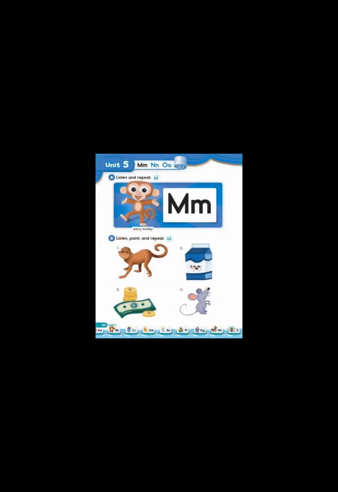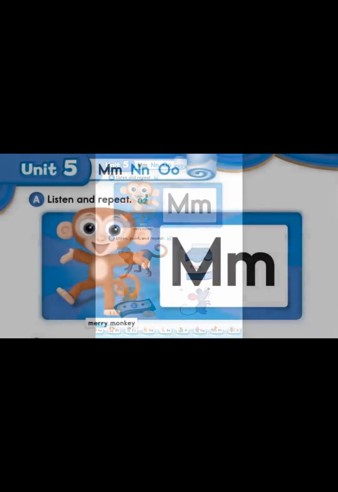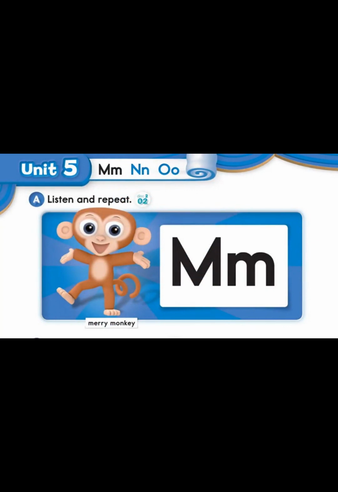Disc 2, page 44, Unit 5, M, N, O. The letter M. A. Listen and repeat. Hi! I'm a merry monkey. M, m. This is the m sound. This is the letter M. M, m. Merry monkey. M, m. Merry monkey. What's the beginning sound? M. What letter is this?